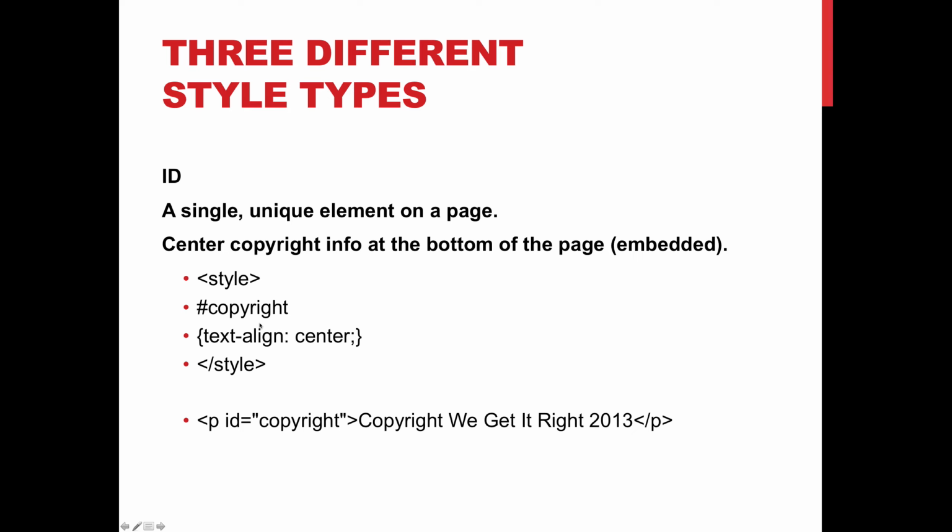Okay, and so the way you style an ID is that you use a hashtag. So you say hashtag copyright, and then you say your declaration block, that in this case is text-align: center. Okay, so then everything that is within this paragraph tag that has been given the ID of copyright, so here they say copyright, we get it right, 2013, everything that's within that is going to be centered.